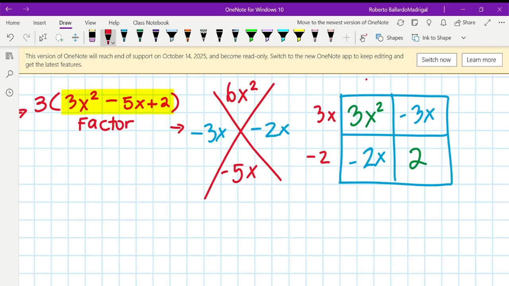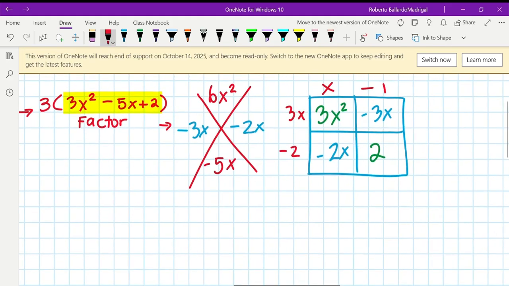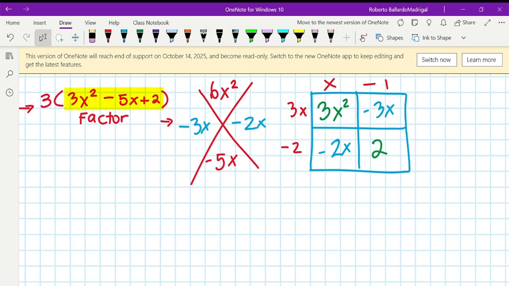That means this up here will be x minus 1. So the two binomials that we have now created from this are x minus 1 and 3x minus 2. Okay, so I'm going to write that down here. We have x minus 1 and 3x minus 2.